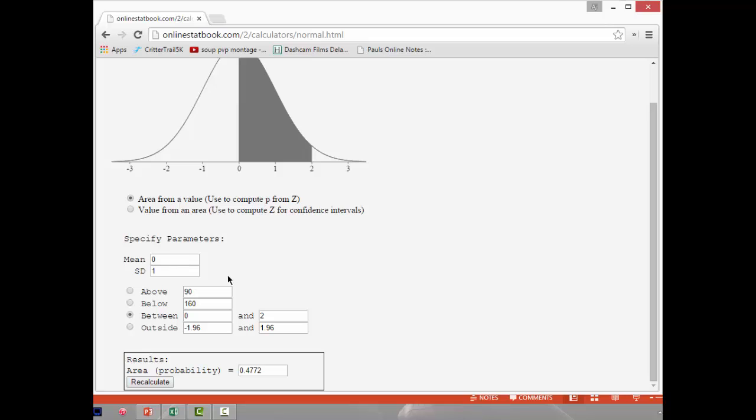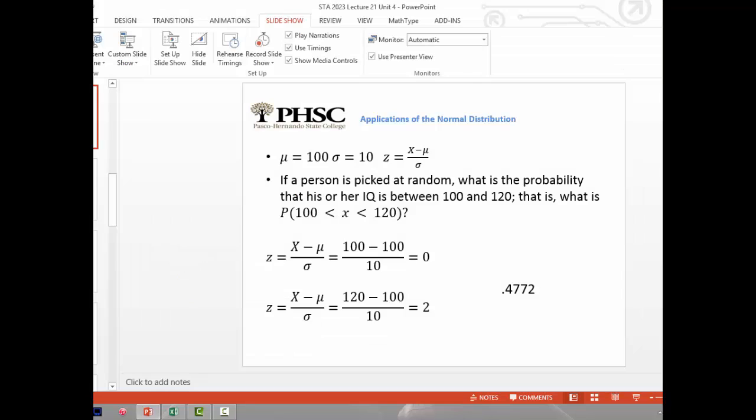Now, I can also do this without having to convert it into a z-score. So my mean was 100, standard deviation was 10, and it's between 100 and 120. So this website has the ability to do either. And you can see that I get the same answer, which is about 47 to 48%.